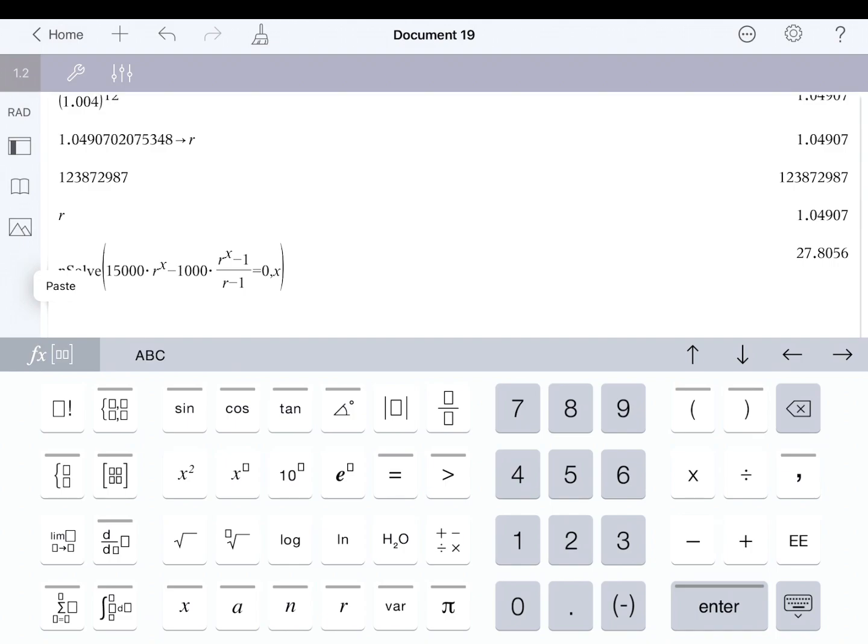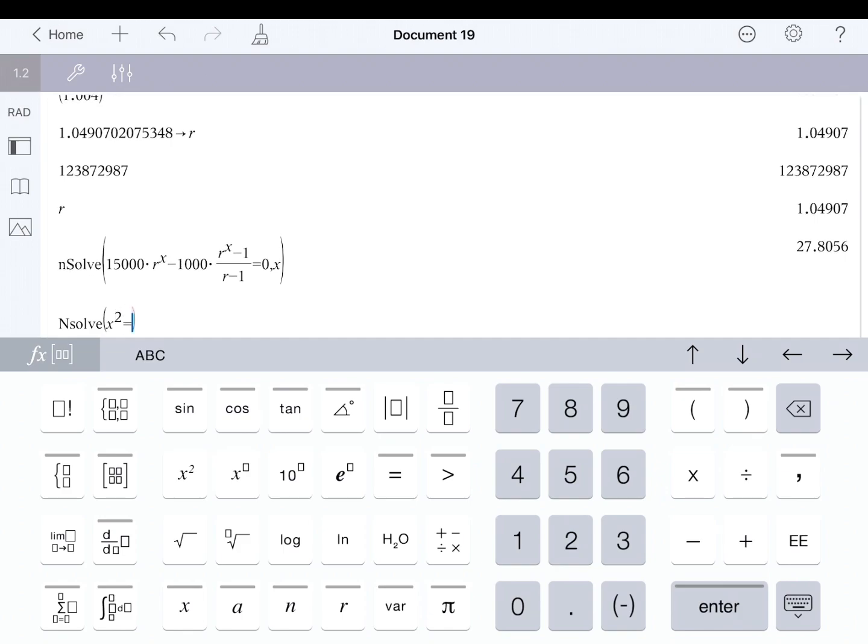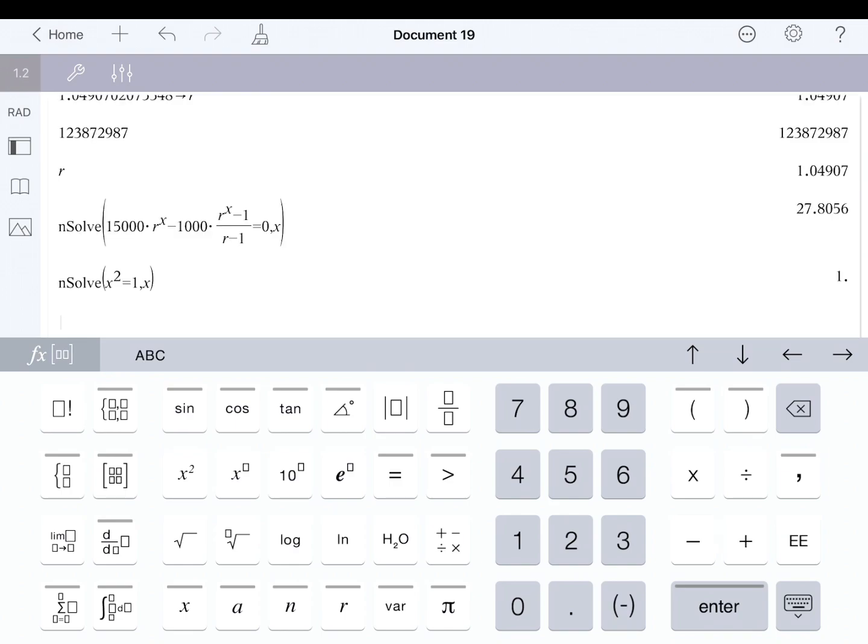So if you have, for example, a quadratic expression, let's say you are looking for NSolve of x squared equal to 1, then you know that the solution is quite trivial. You know it's positive or negative 1, right? But if you ask the calculator to solve it, even though we know there are two solutions, it's going to only give you one, the least positive solution.